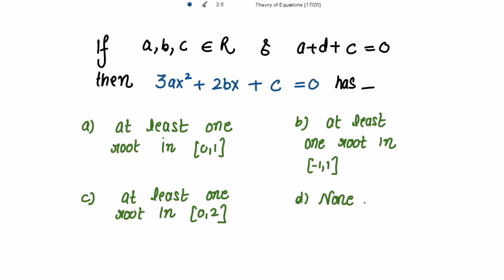If the sum of the numbers is equal to 0, then 3ax² plus 2bx plus c equal to 0 is a quadratic equation in x. So it has: option A, at least one root in the closed interval 0, 1. Option B, at least one root in the closed interval -1 to 1. And option C, at least one root in the closed interval 0, 2, or none of these. So we have to check this.